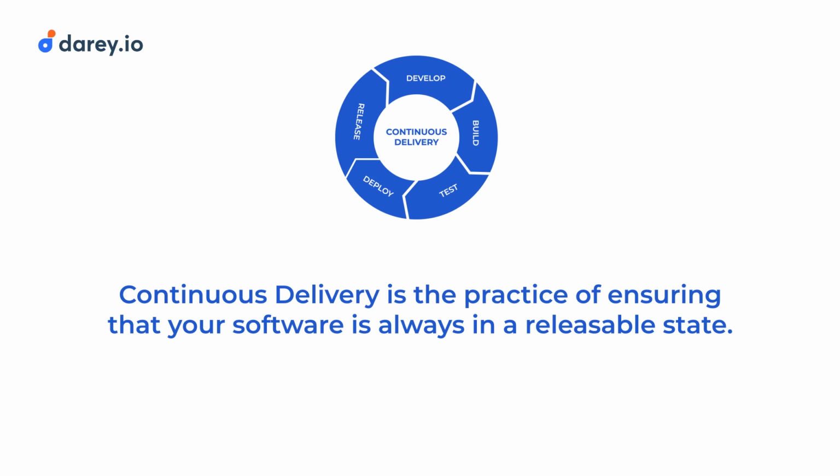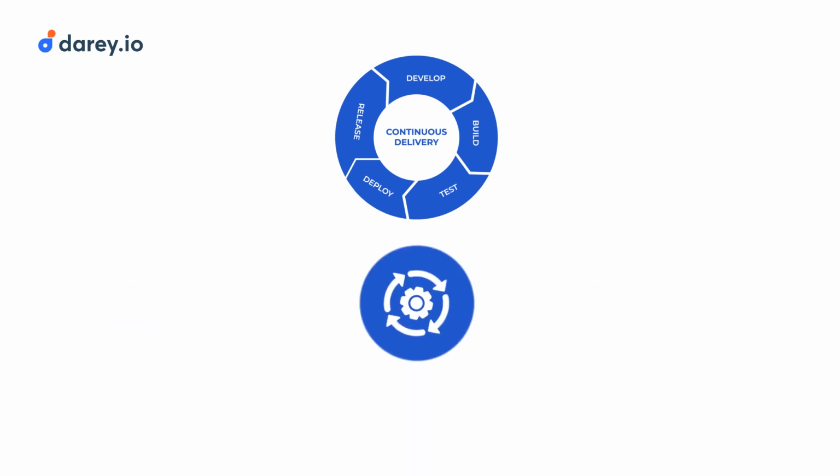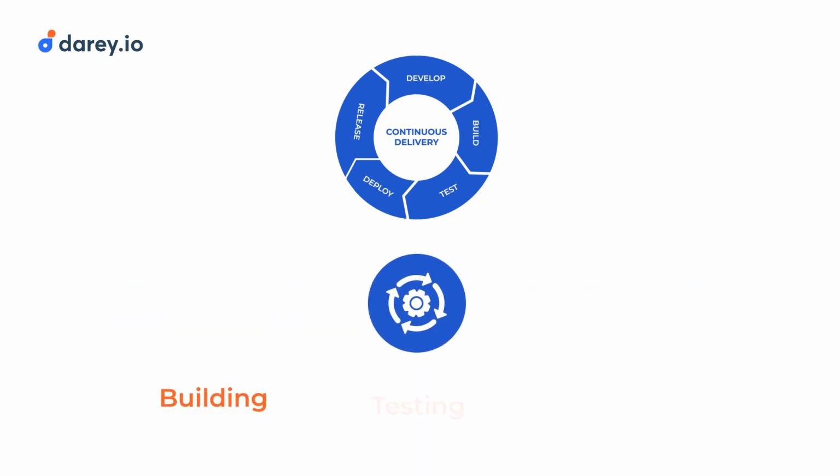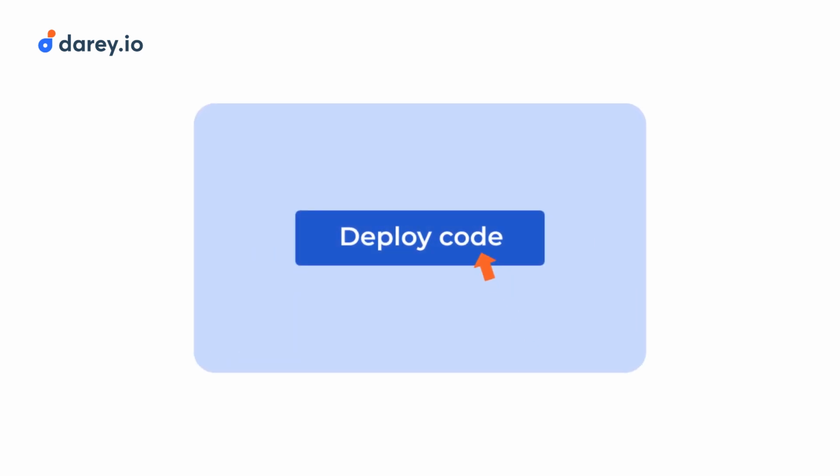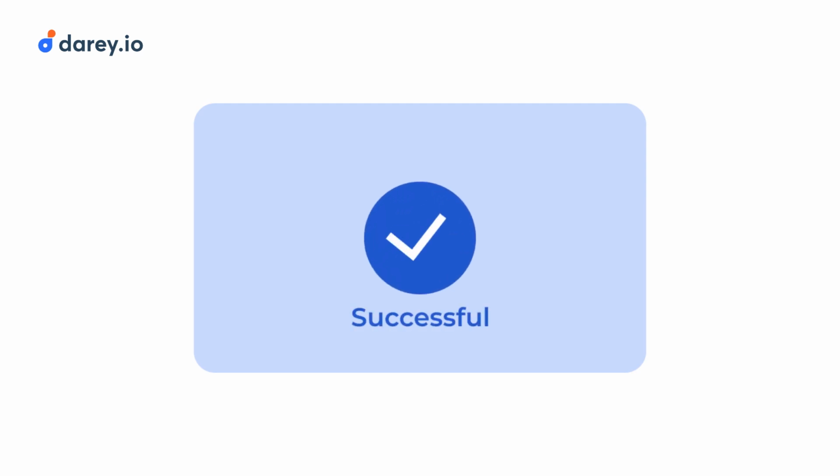Continuous delivery is the practice of ensuring that your software is always in a releasable state. This involves automating the process of building, testing, and packaging your application so that it's ready for deployment whenever needed. The final decision to deploy the software to production, however, remains a manual one, meaning someone needs to click the play button to get the software onto the production server.